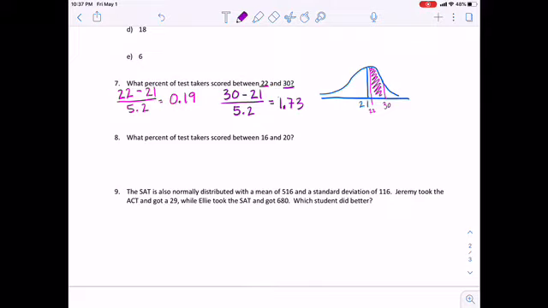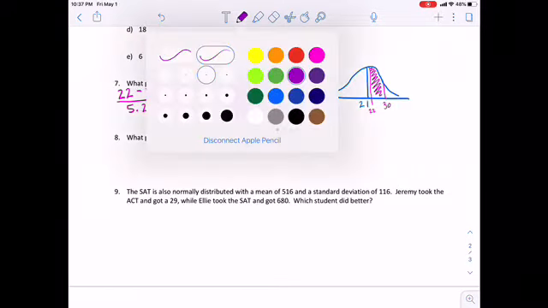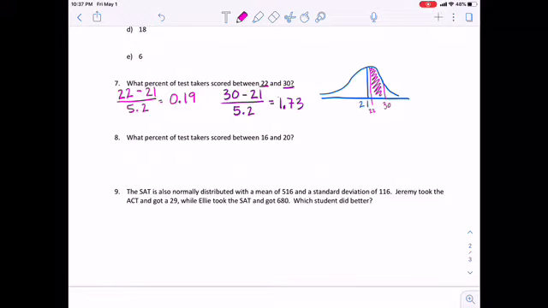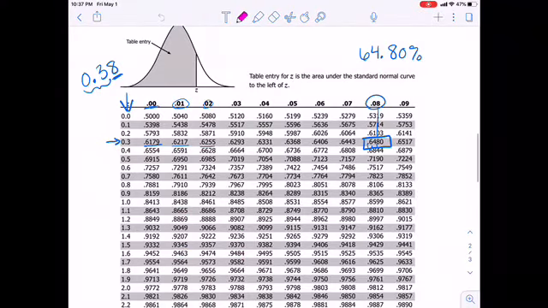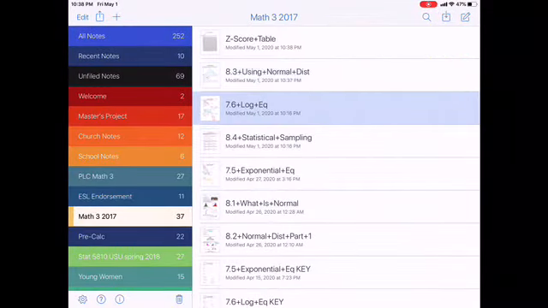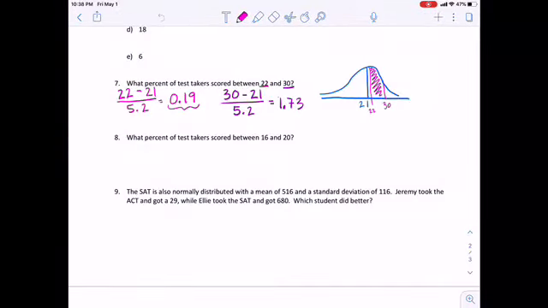Now that I have that, I'm going to figure out what percent of test takers scored below each of these scores. Let's start again with my score of 22, which, remember, has a z-score of 0.19. So I'm going to look up 0.19 on my z-score table. Here's 0.1, and if I follow that over, here is 0.19. I can see then that 57.53% of students got a score below my 22. So I'm going to write that down: 57.53% of students got a score below 22.